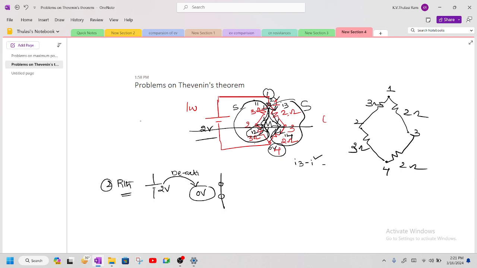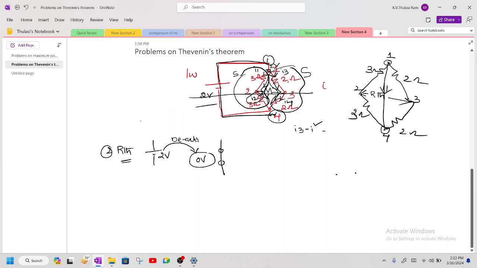Now I have performed a short circuit between terminals 1 and 4. The same I am performing here: I am going to short circuit between 1 and 4, and I want to find R Thevenin. Remove the load resistor and find the resistance seen from the open circuit terminals. I am redrawing the network for your analysis.